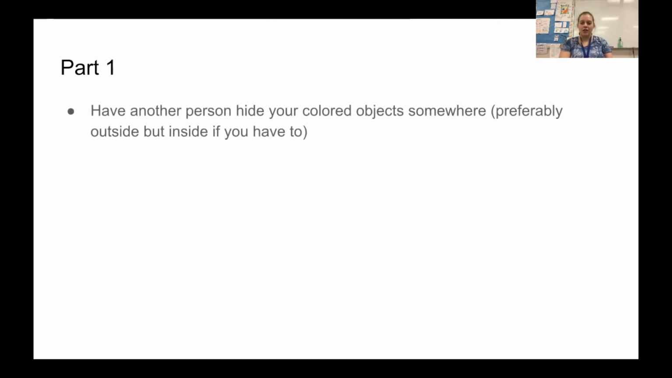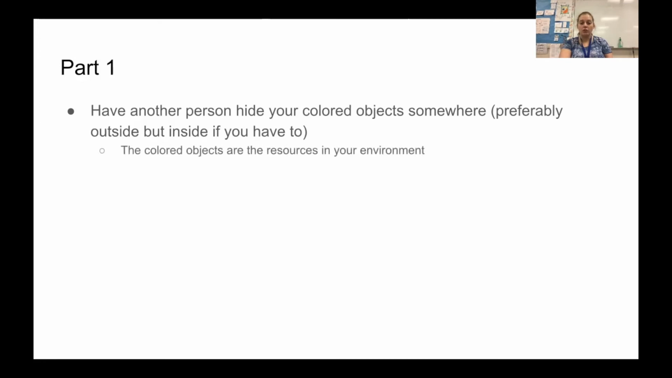Okay, so now we're ready to play our game. Part 1, you're going to have the other person hide your colored objects from you somewhere, preferably outside if you can, but inside works also. Now, if you're using Fruit Loops, you probably don't want to hide those in your house because you're not going to find them all and you'll end up with ants. But if you're going outside, Fruit Loops are a great option because they break down in the environment. So think about those kinds of things when you're deciding where to hide your objects.